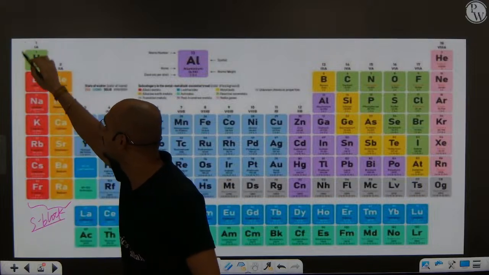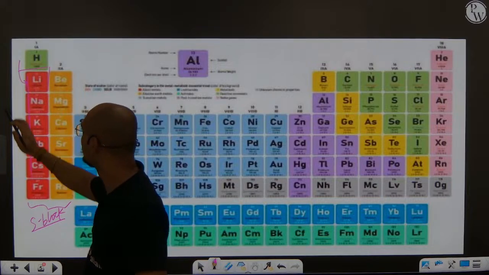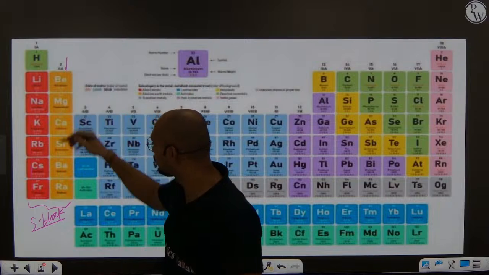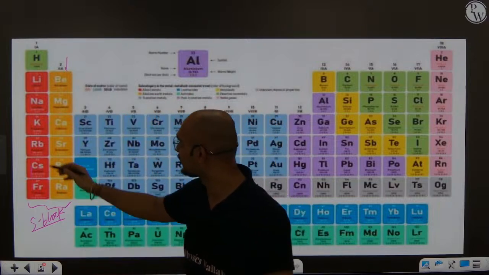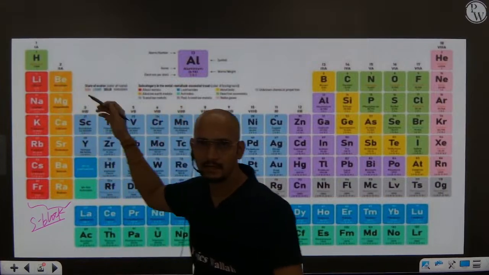So we all know that, except hydrogen, these are the S block elements. We know that lithium to francium are alkali metals, while beryllium to radium are alkaline earth metals.